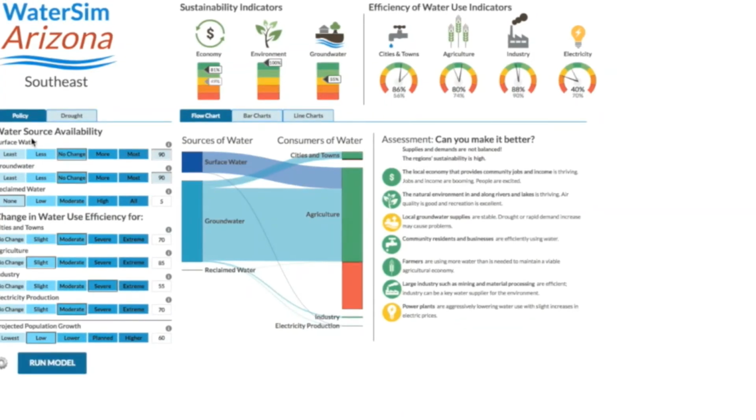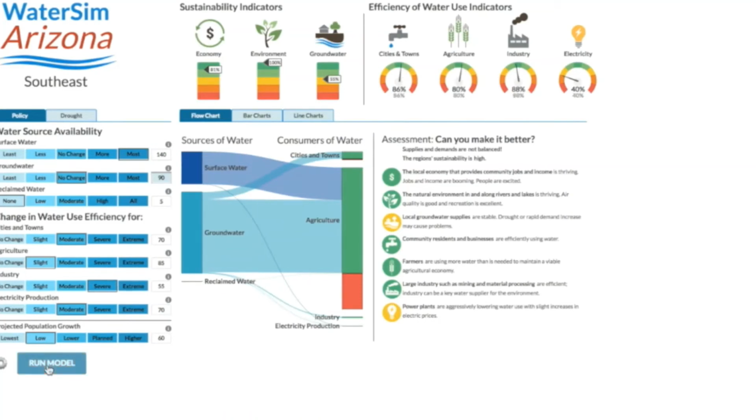You will notice that the policy choices you make create trade-offs in the system. For example, increasing the amount of surface water available may help agriculture, but it may make your environmental sustainability indicator decrease or go into the red zone. You can see how changing my policy choices affects the indicators and graph.